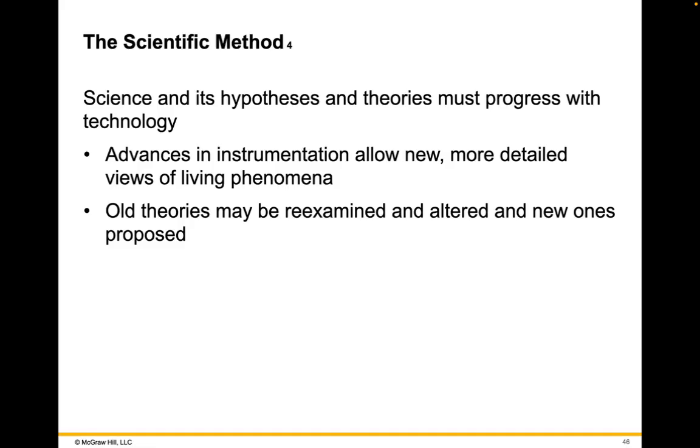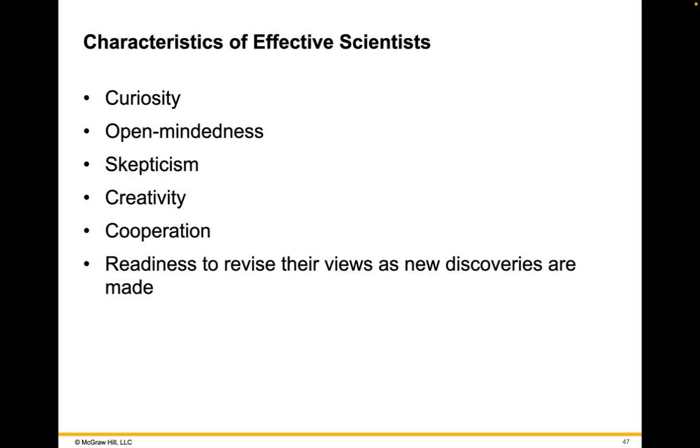So science and its hypotheses and theories must progress with technology. As we improve technology and the machines that we're using, we have to re-examine these old theories and old hypotheses in order to propose new ones. So usually scientists are curious and open-minded. They are skeptics. They are usually creative, and they want to cooperate with one another and work together. And they are willing to revise their views based on new discoveries made.